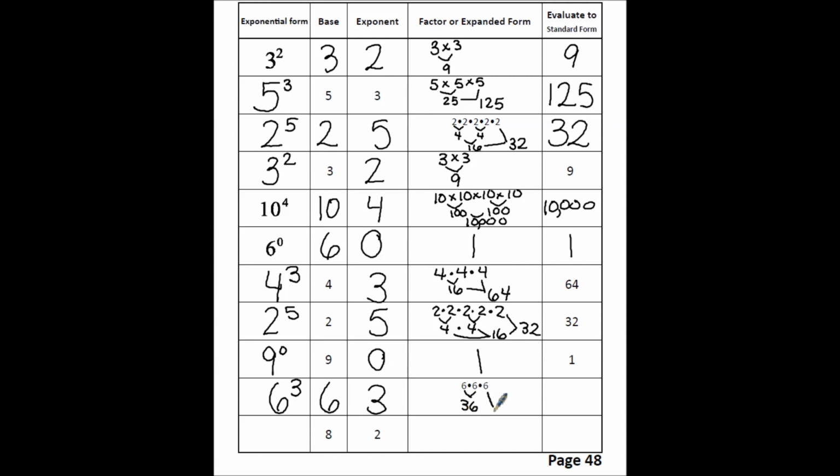6 times 6 is 36, and 36 times another 6 would actually give us 216. So 216 is that in standard form. This next one, we're going to write the 8 twice, and 8 times 8 is 64. And 8 squared is how we write it in exponential form.